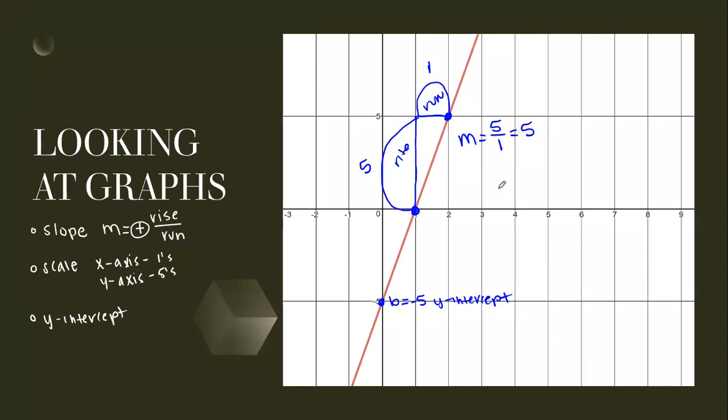So everyone write down what the equation would be. If my slope is 5 and my y-intercept is negative 5, what would the equation be for this graph? Someone type it in the chat for me, or say it out loud. What would be the equation for this graph?